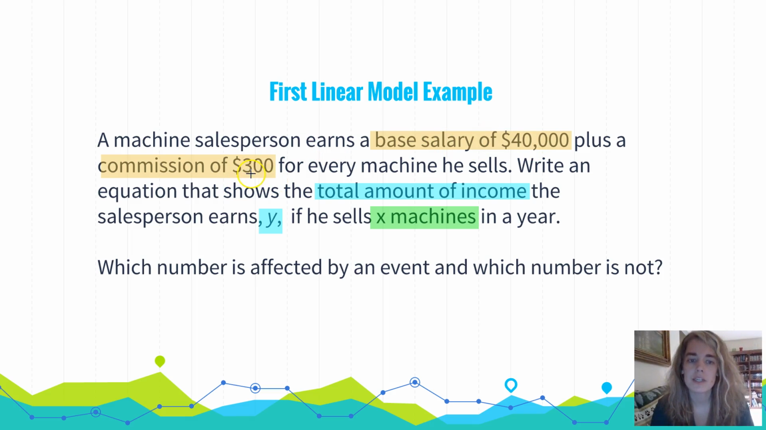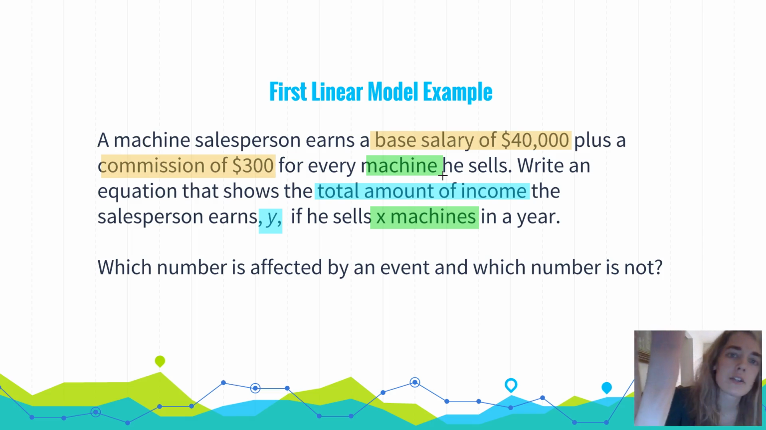Well, this here says $300 for every machine. This is why it's important to highlight words. $300 for every machine. Notice how I highlighted the two things in green. The 300 fits with machines. So 300 is our slope. So this right here, that's our slope.